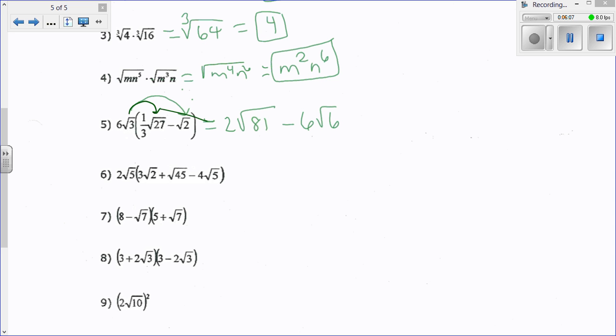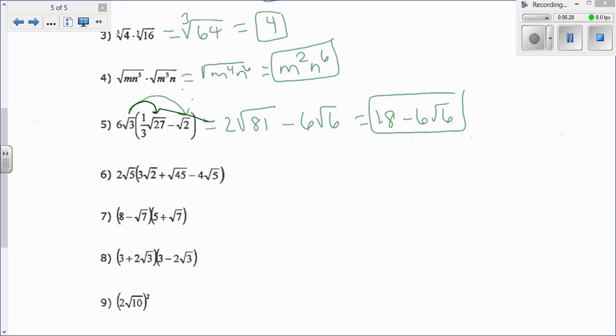Now I have to look to see if I can simplify. 81 is a perfect square, and the square root of 81 is 9 times the 2 out in front. So it's 18 minus 6 radical 6. And there's nothing else I can do with that to simplify it, so I just leave it as it is.